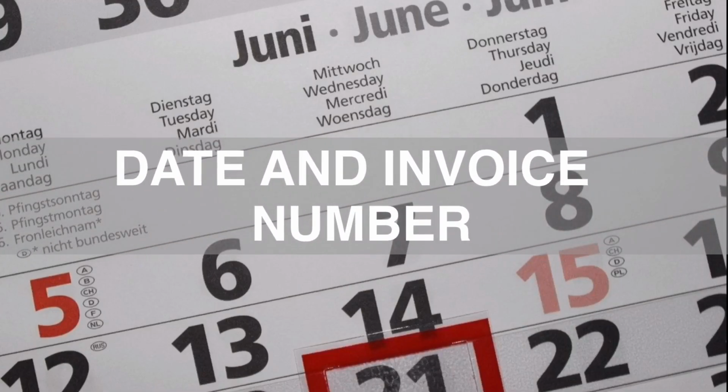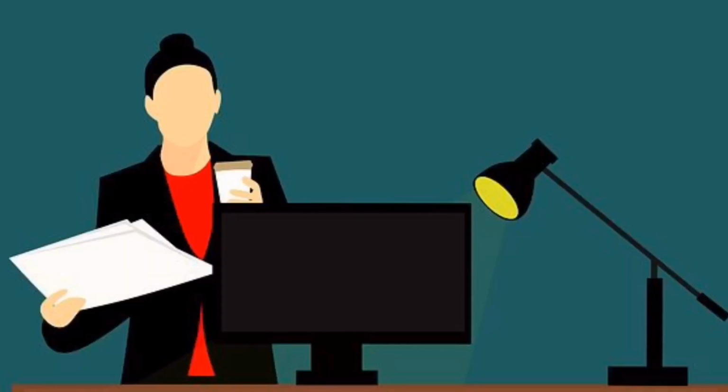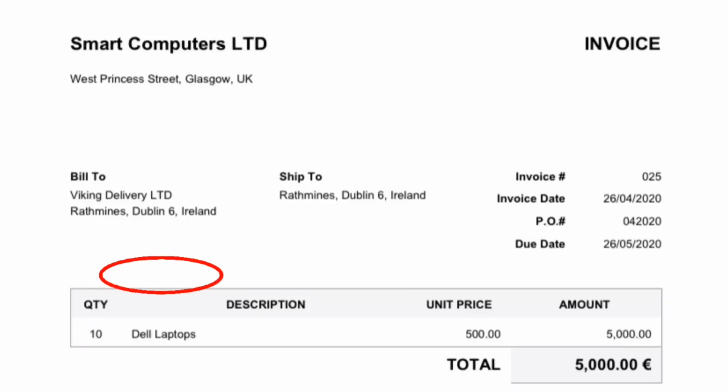Every invoice should have a date and a serial number. Like for example, in our invoice here, the serial number of the invoice is 025, and the invoice date is 26th of April 2020. Another key information that we should find in an invoice is a description of goods and services sold. Like in our example, Viking purchased 10 Dell laptops from Smart Computers.